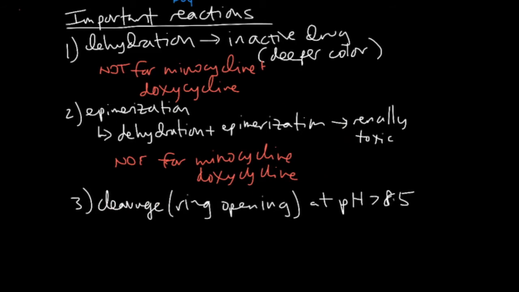Third reaction that can happen is cleavage of one of the rings in the tetracycline ring group. So one of the rings in tetracyclines opens up when the pH is greater than 8.5. So know these 3 different reactions. You might be tested on them.